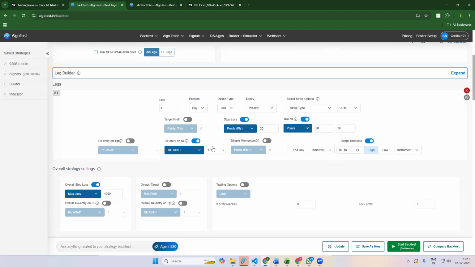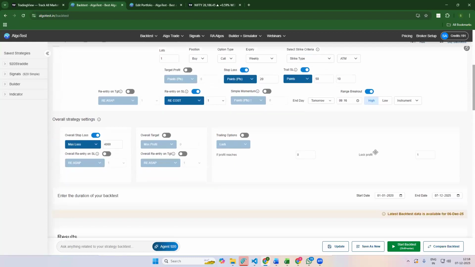So how many times will the re-entry be taken? I will only take one re-entry. And I will take that re-entry whenever my option comes back to the price where it got the first trigger, and this is the instrument high. I have already explained that. And then I am keeping an overall stop loss for the complete strategy of 4,000.